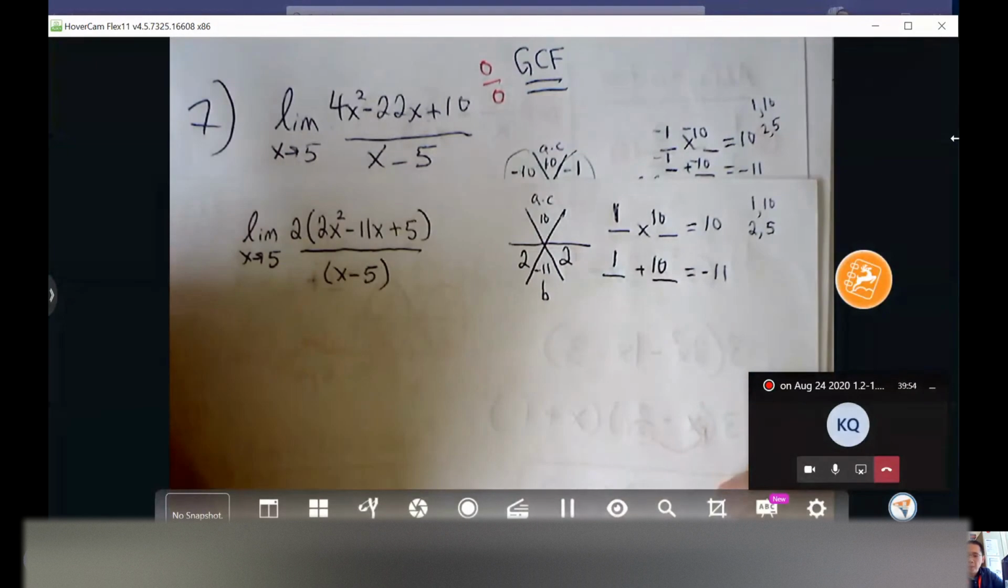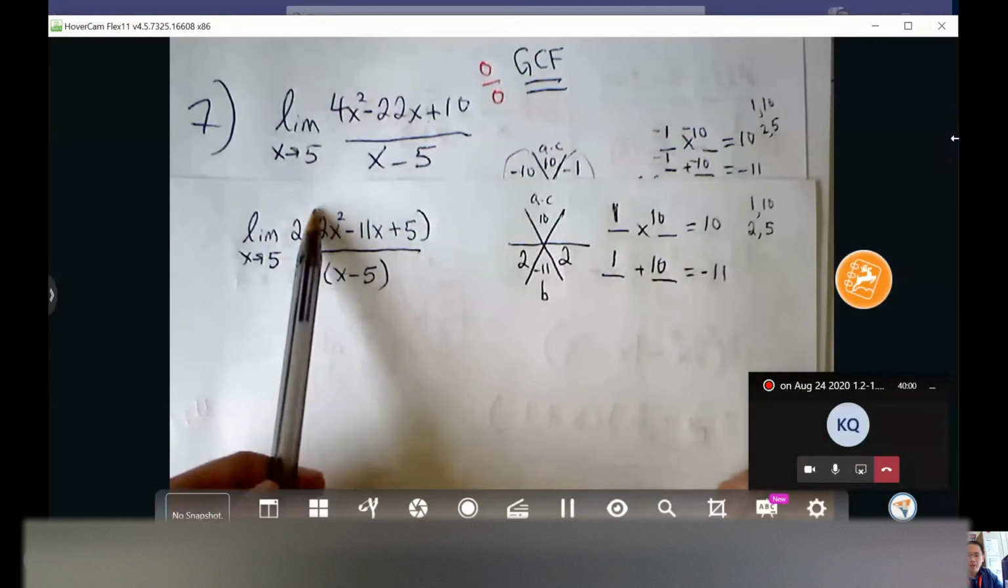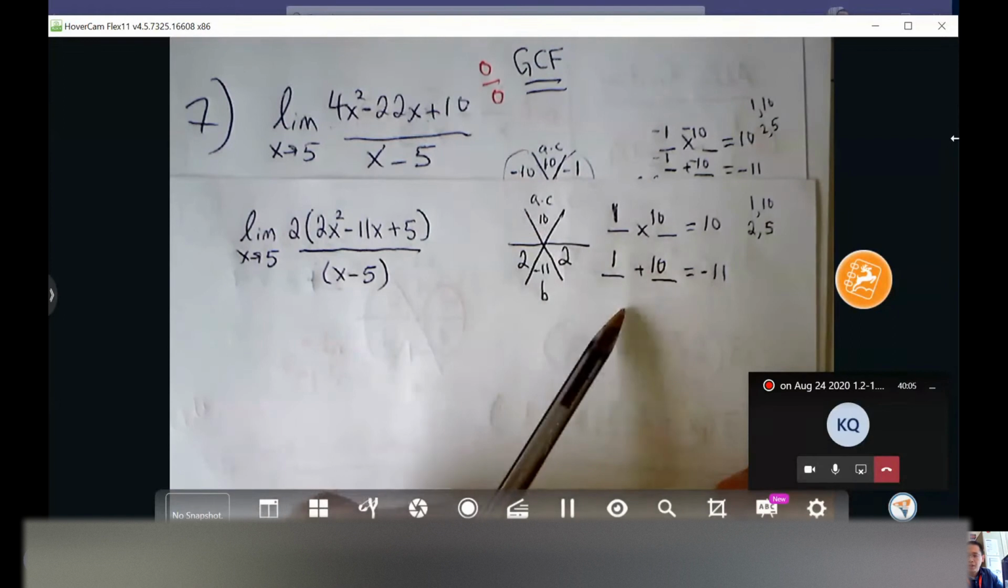Does that make sense? Yeah, I didn't see the 2, sorry. Yeah, so we need that. So that 2 kind of impacts how we do our factoring step.